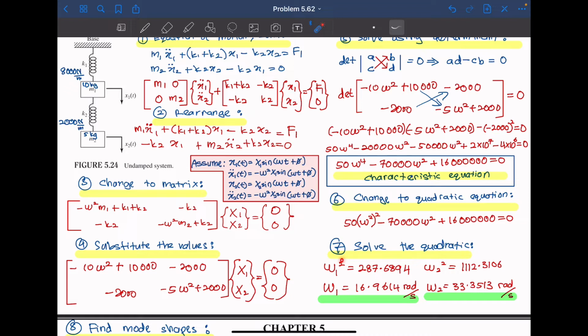Then you want to find your omega. So bring the square to the right side, and you'll get the square root. Then take the square root of those two answers, and you get 16.9614 radian per second and also 33.3513 radian per second.